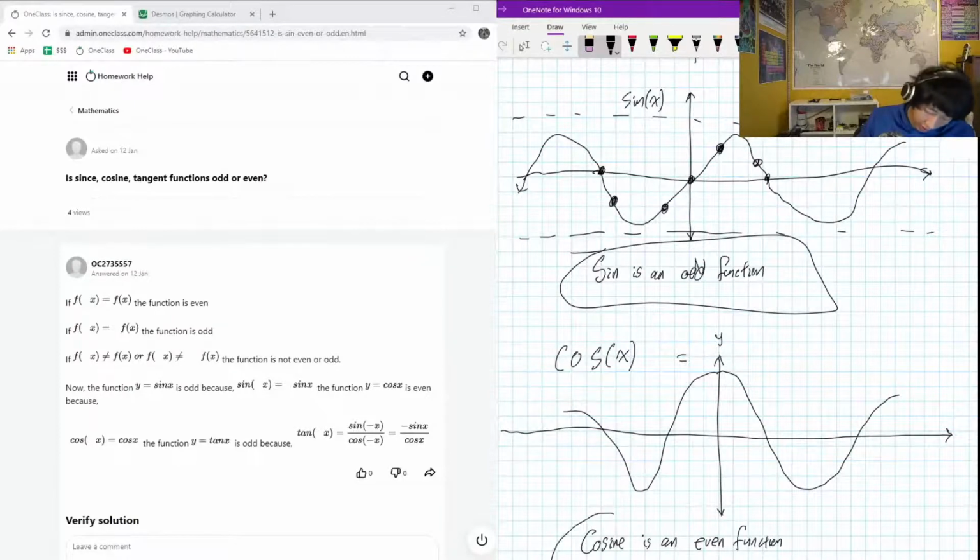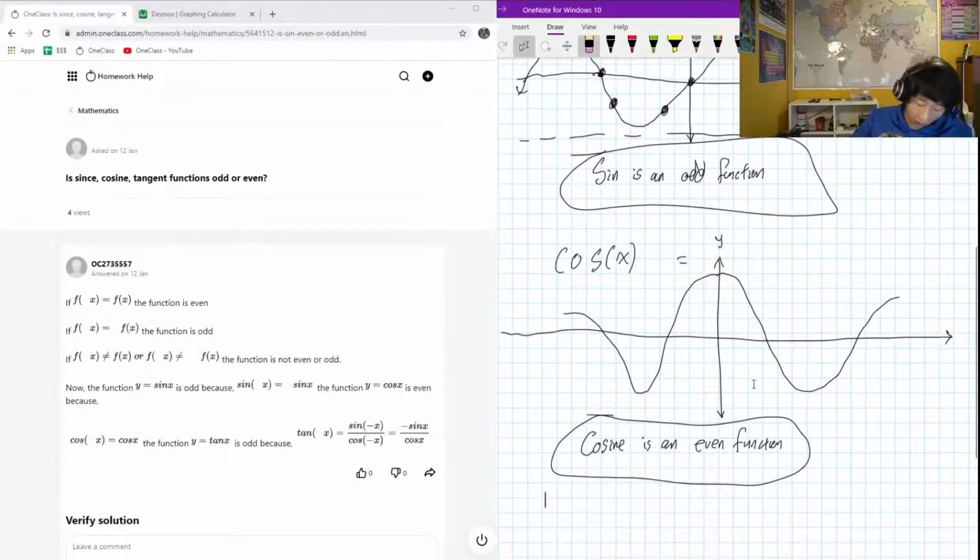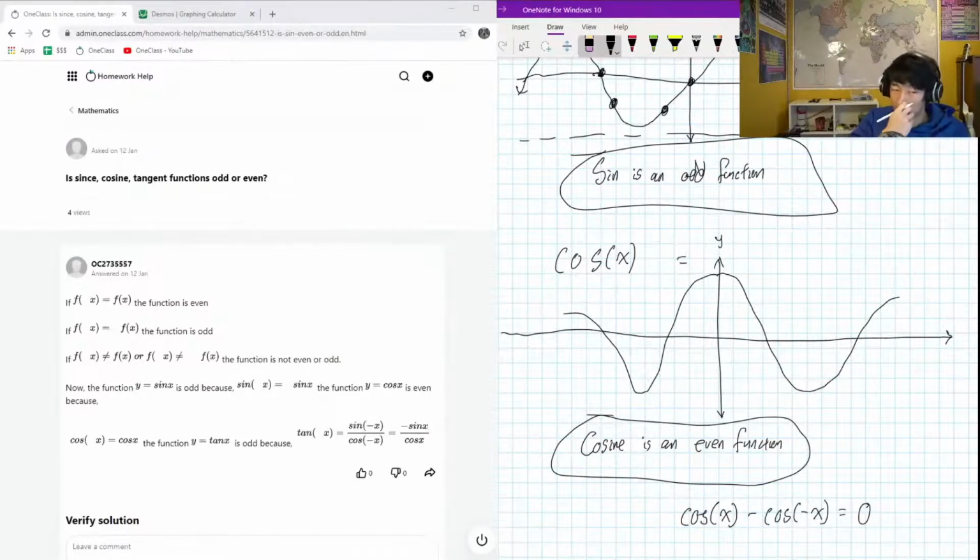You can actually try this on your calculator as well, and you will be able to see that anytime you sub in cos of x, and the negative version of the argument x, you'll find the same answer. Or another way that we can write this is cos of x minus cos of negative x. It's always going to be equal to 0. You will never be able to say that is not the case, because it is an even function.